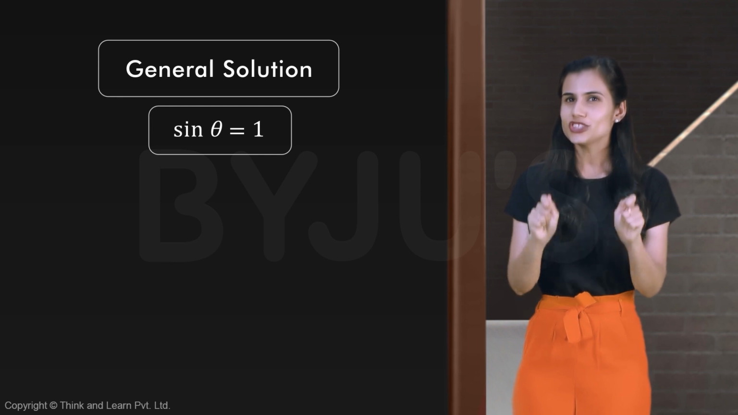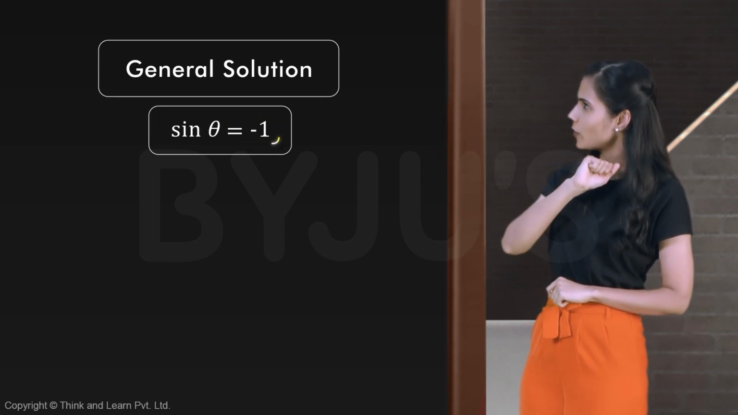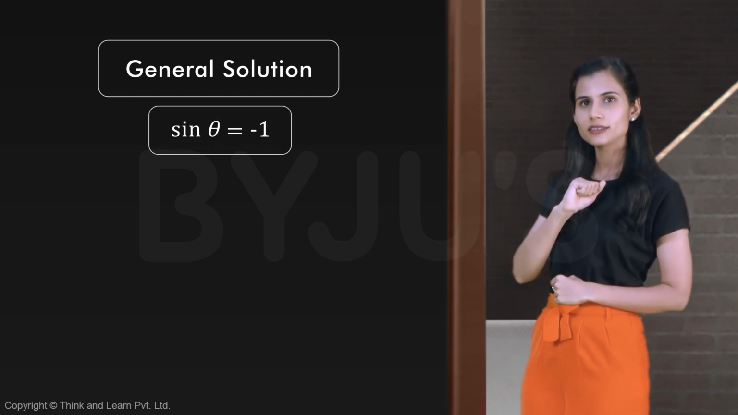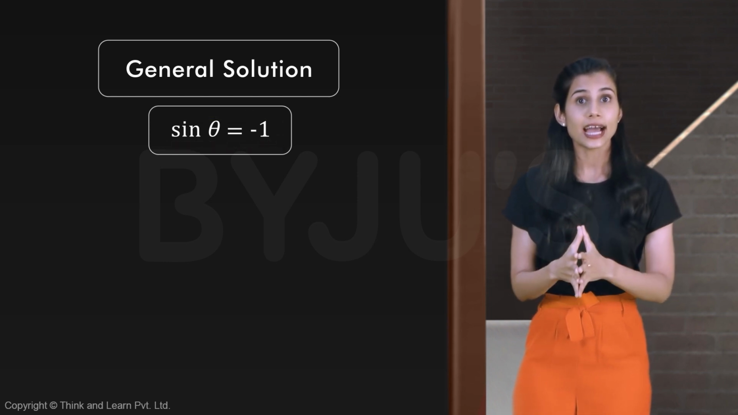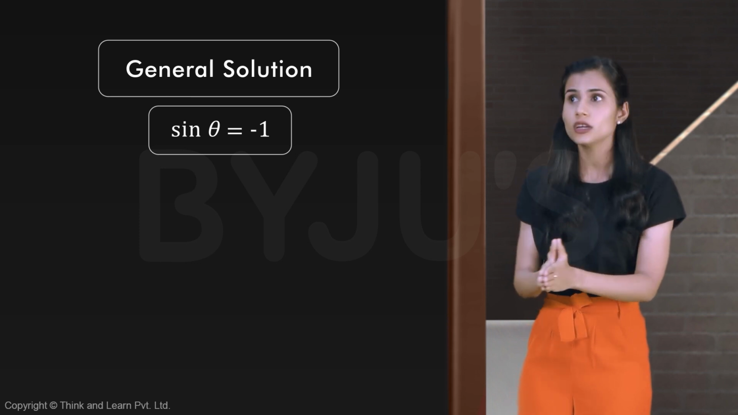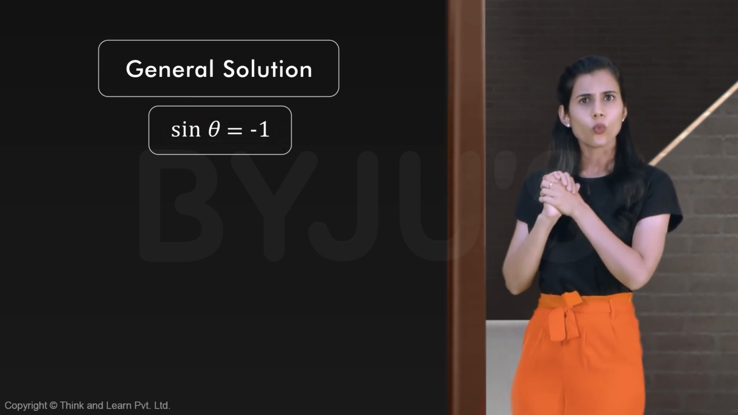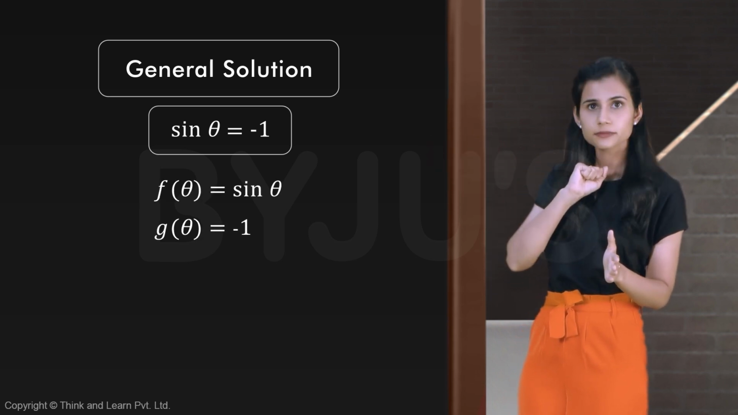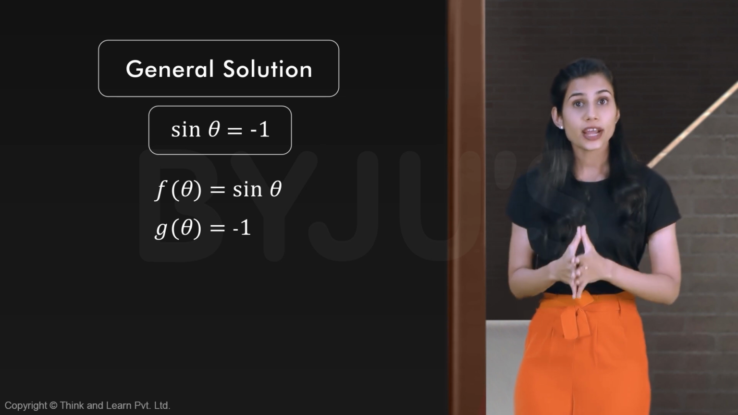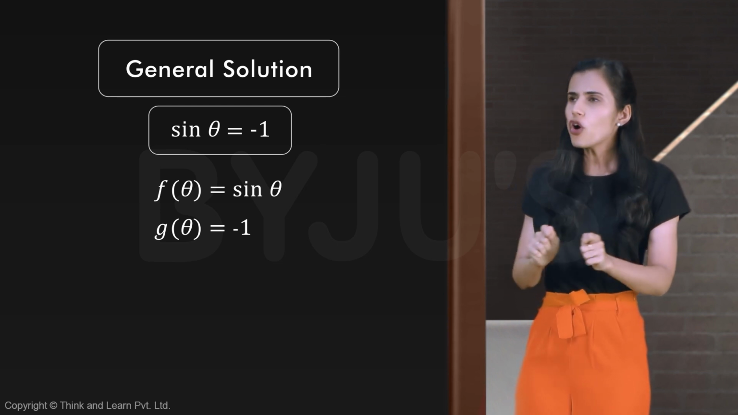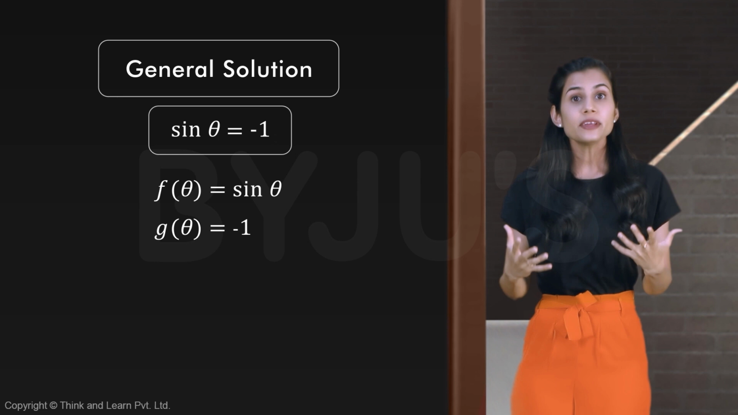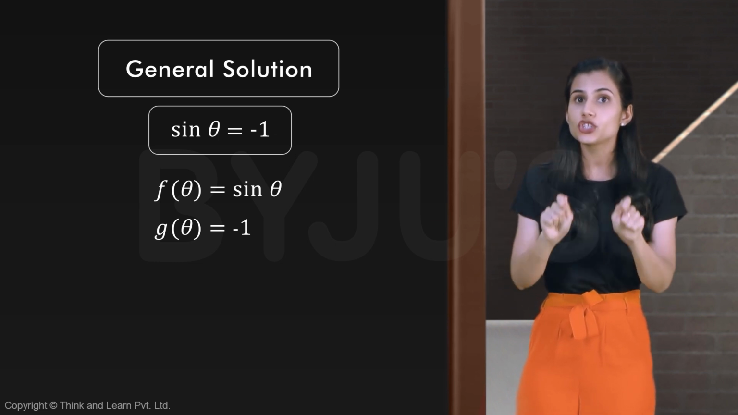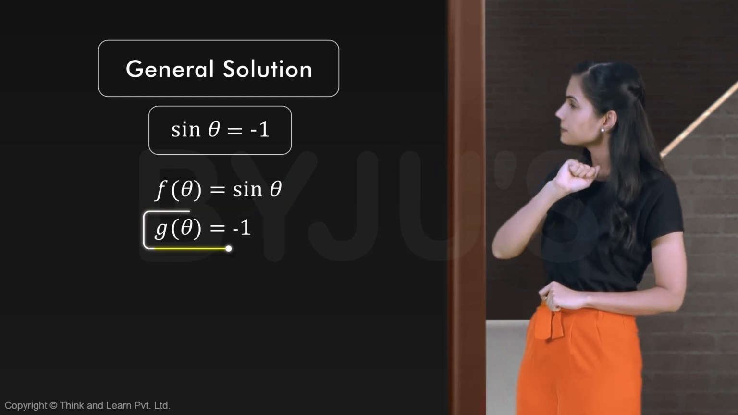Now, change this 1 to minus 1. A new equation we have, sine theta equals minus 1. Cool. So the task at hand is to find the general solution of this equation now. Once again, we have the equation of the form f of x equals g of x. No problem. We are already aware of the fact that the solutions of such an equation are given by all the x coordinates of the points of intersection of the two curves f and g.